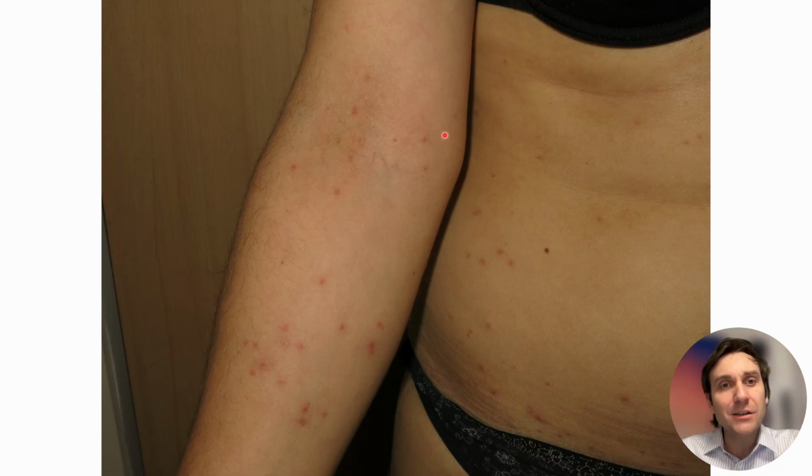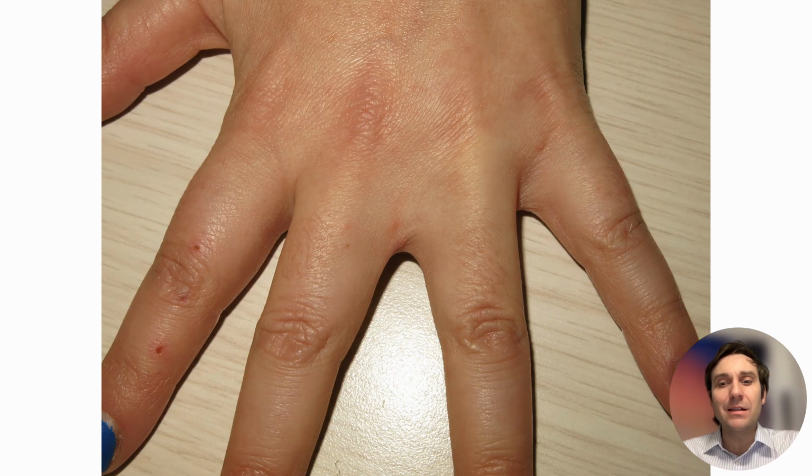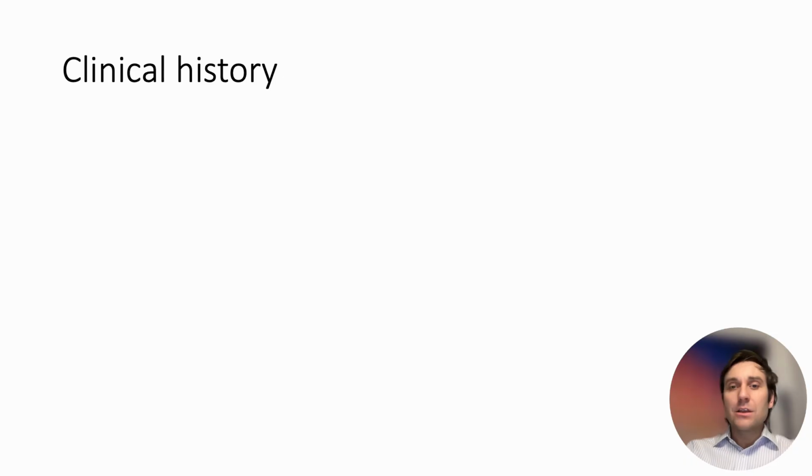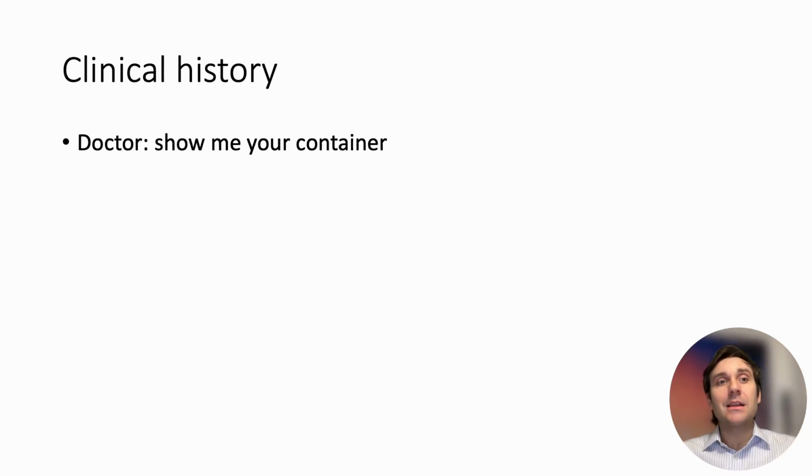So indeed, the patient had these erythematous papules, discrete, without burrow, without a delta sign. These were the hands, the wrists that were free. Dermoscopy, no delta signs, just this crust and these papules here, nothing. So let's take a look again at the clinical history, right? I was like, okay, show me your container.